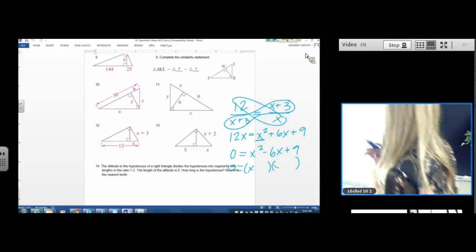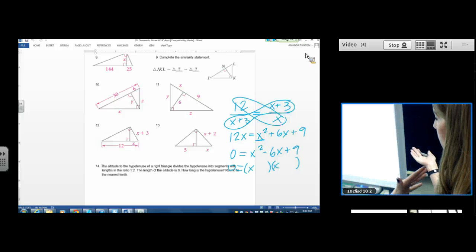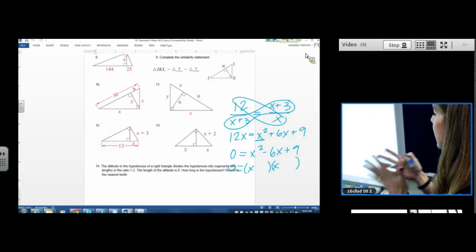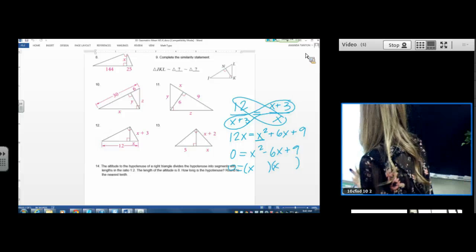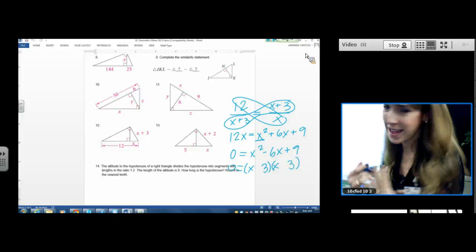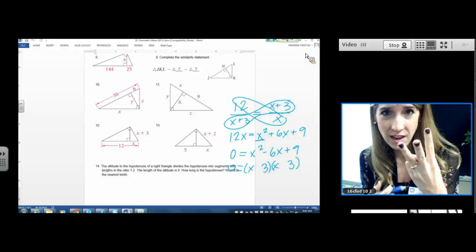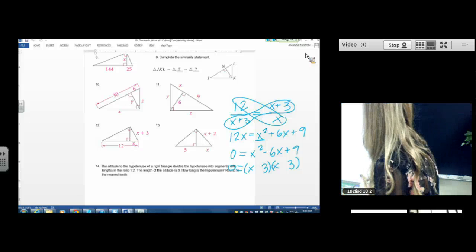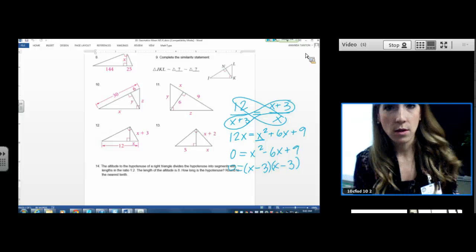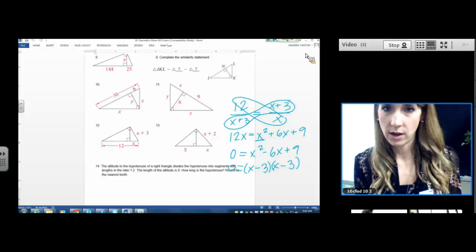I need things that multiply to get 9. 9 and 1, 3 and 3. Well, I need to make a 6 out of it. So I'm not going to pick 9 and 1. I'm going to pick 3 and 3. I need a negative 6. The only way I can get a negative 6 with a 3 and a 3 is if they're both negative. Negative 3, negative 3. Luckily, when those multiply, the negatives will cancel and we'll get our positive 9.